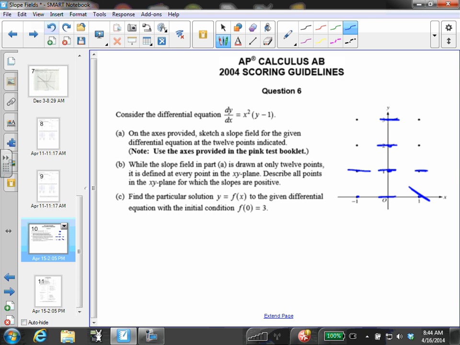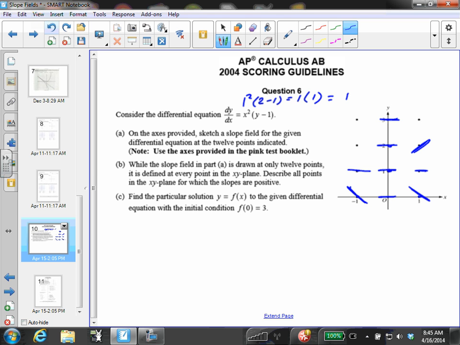My other point is over here. It's negative 1, 0, so a negative 1 for my x value and a 0 for my y value. That gives me 1, because negative 1 squared is 1, times negative 1. So that one's also negative 1. So I'm going to need a slope of negative 1 again. And then I'm going to move to the point 1, 2. If I go to 1, 2, it'll be 1 squared times 2 minus 1. Well, that's going to be 1 times 1, which is positive 1. So now I have a slope of positive 1 there.